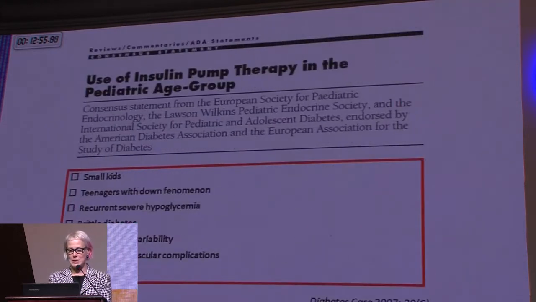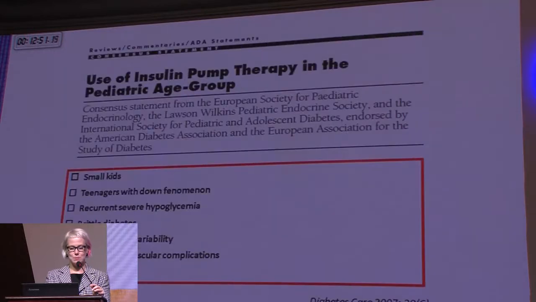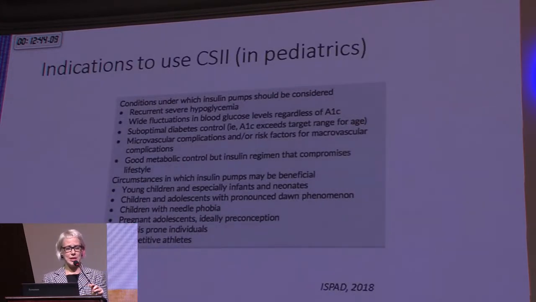But if you move to indications of insulin pumps, there is a list from ADA written here, but I think that the best indication list was written in the ISPAD guideline. There are some conditions: recurrent severe hypoglycemia, wide glucose fluctuation, meaning glucose variability in this group, good metabolic control but insulin regimens that compromise lifestyle, because we need to remember about our children and patients first, and diabetes second.